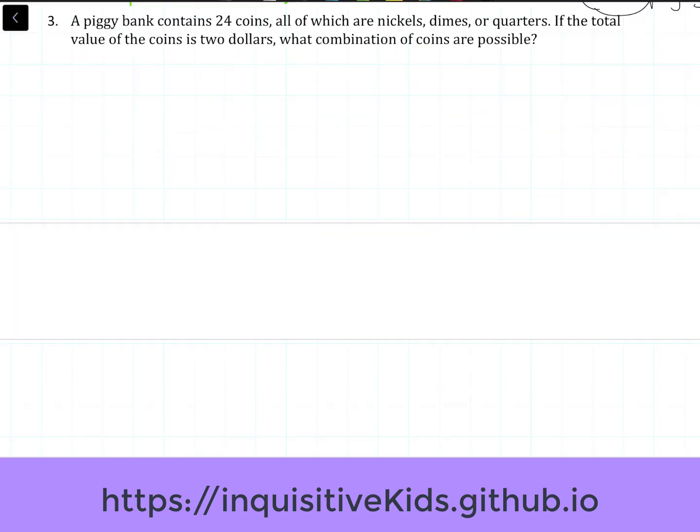Number 3. A piggy bank contains 24 coins, all of which are nickels, dimes, or quarters.